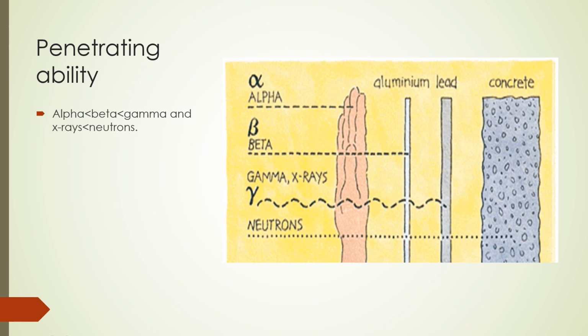Let's end by comparing the penetrating ability of various radiations. The least penetrating radiations are alpha particles, which are heavy charged particles, followed by beta particles, which are charged particles but not as heavy as alpha particles. Gamma rays are more penetrating than beta particles, and neutrons are the most penetrating radiations. Neutrons are heavy particles but are neutral with no charge.